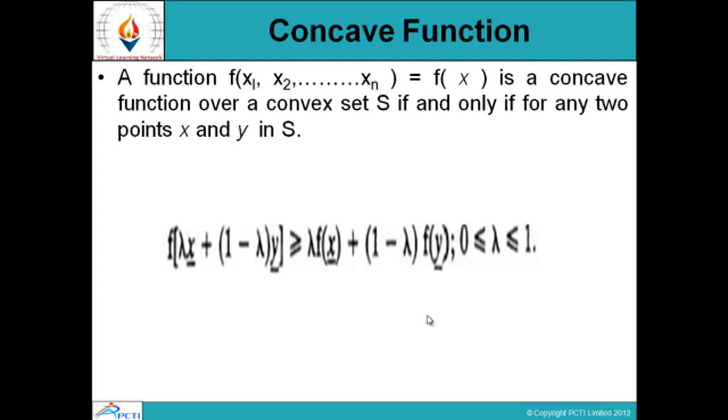And our concave function. A function f(x1, x2, x3, ..., xn) = f(x̄) is a concave function over a convex set S if and only if for any two points x̄ and ȳ in S, f(λx̄ + (1 - λ)ȳ) ≥ λf(x̄) + (1 - λ)f(ȳ), for 0 ≤ λ ≤ 1.